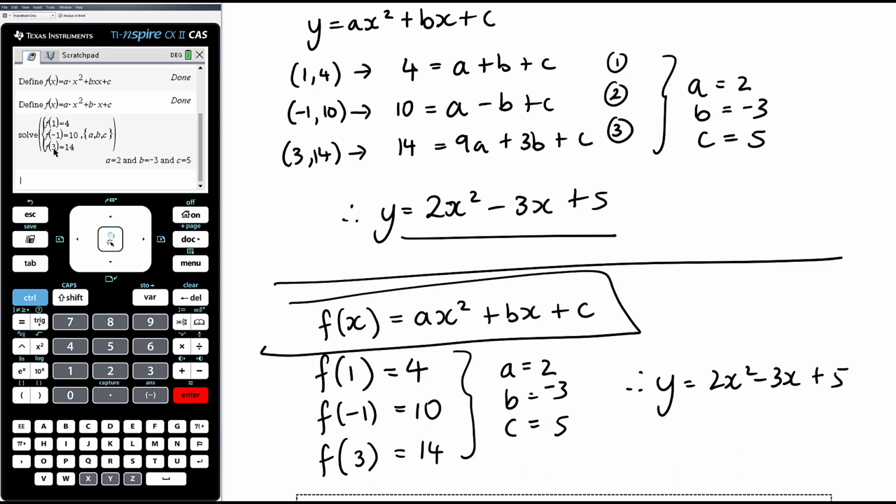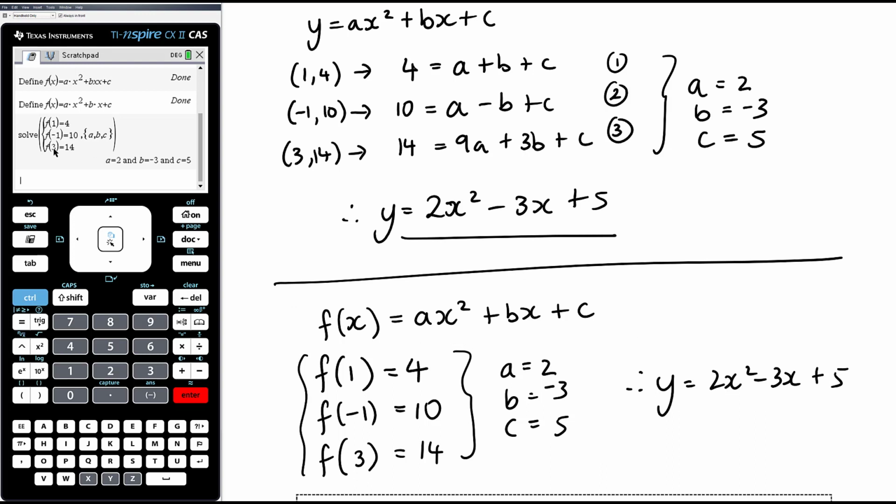So declare what f of x is equal to, the most general kind of quadratic, ax squared plus bx plus c. Generate your 3 equations, but you don't need to actually calculate them. If I'm subbing 1, 4 into f of x, that means f of 1 equals 4, f of -1 equals 10, f of 3 equals 14. Get your CAS to solve those. It immediately gives you a, b, and c, and then you can write down the equation.